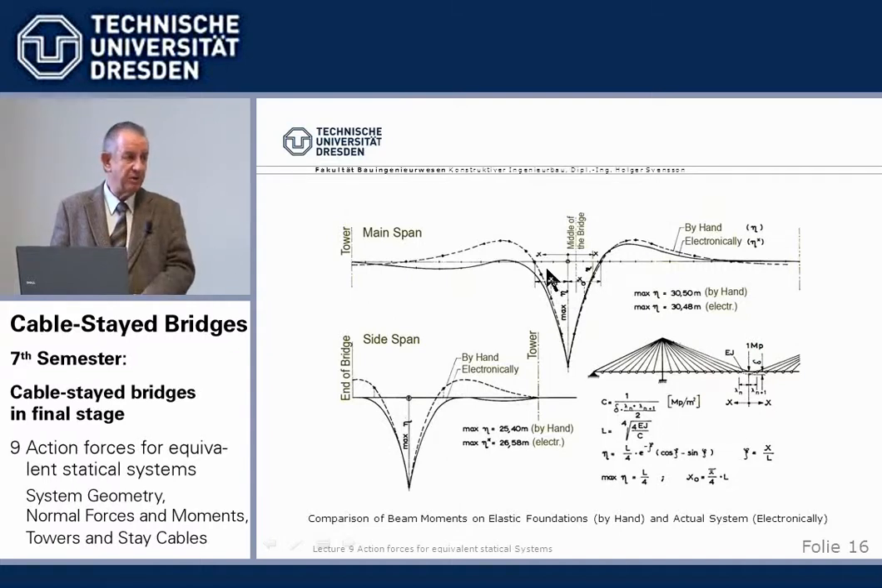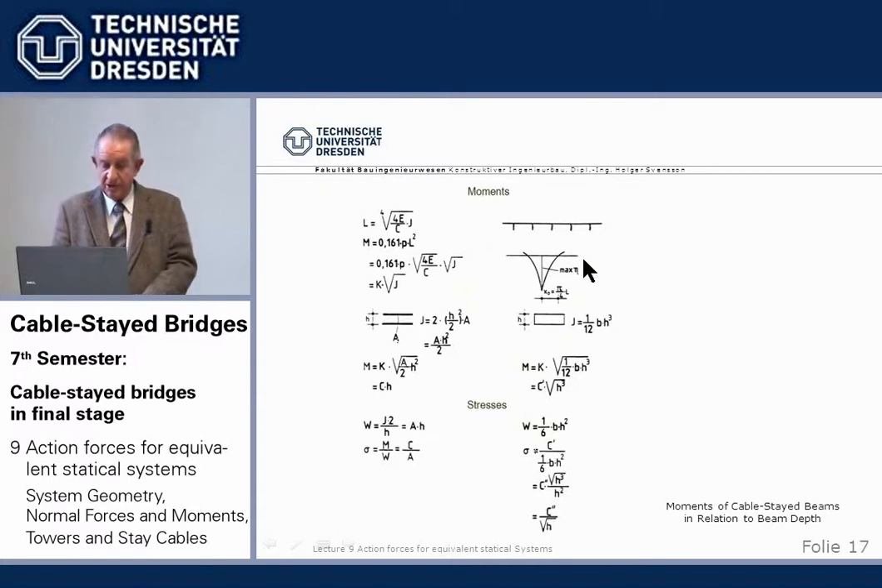So that's important. And now, by applying this beam on elastic foundation principle, we come to another puzzling realization of a cable stayed bridge, and that is the stresses in the beam of a cable stayed bridge. If we use an idealized cross-section which has only top and bottom flange, then the stresses are independent of the beam depth.